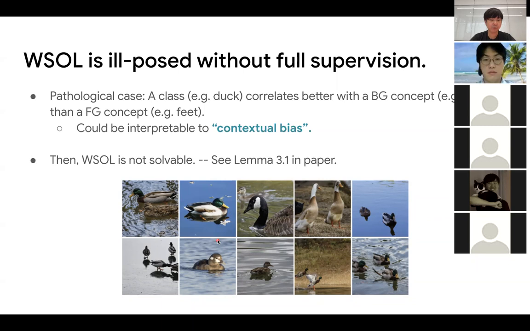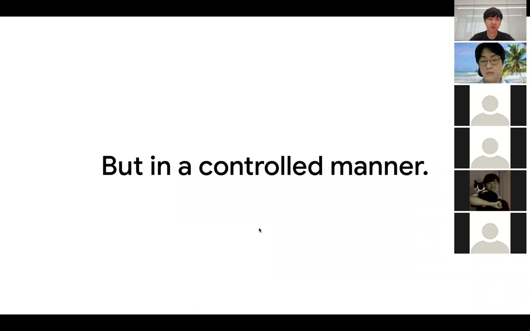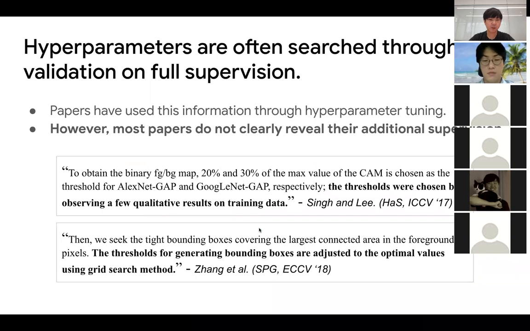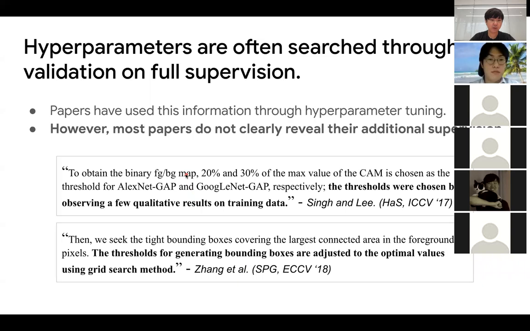So let's use full supervision for WSOL. But the important thing is that we have to use it in a controlled manner. As we mentioned before, each paper uses a different amount of additional full supervision. Hide-and-Seek utilizes human inspection, while SPG uses full localization annotations. Moreover, most papers do not reveal the additional supervision they used.